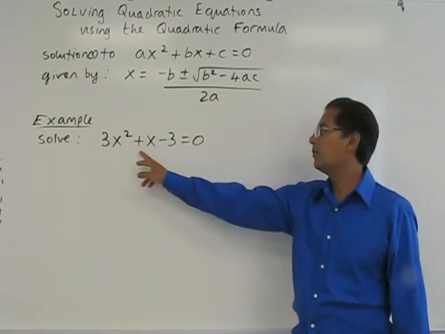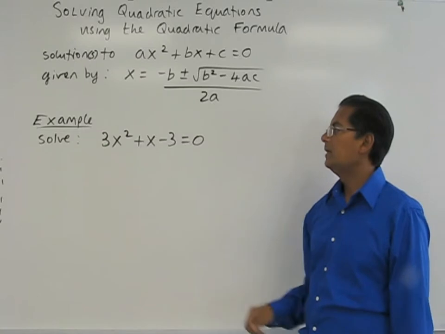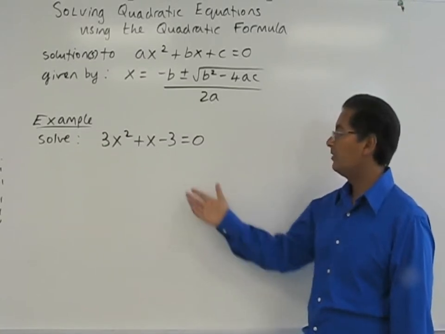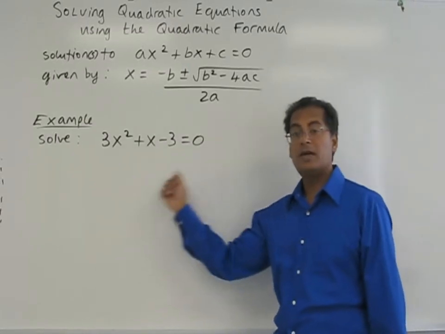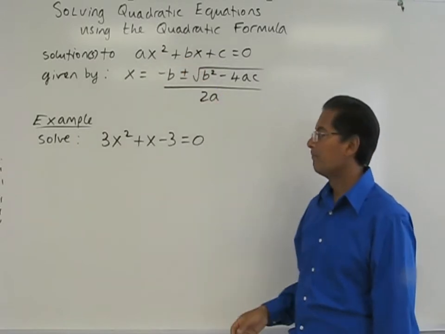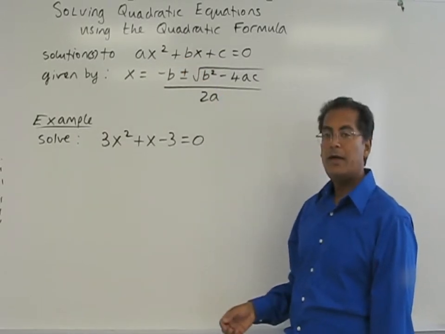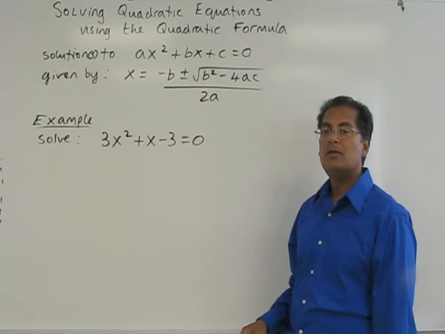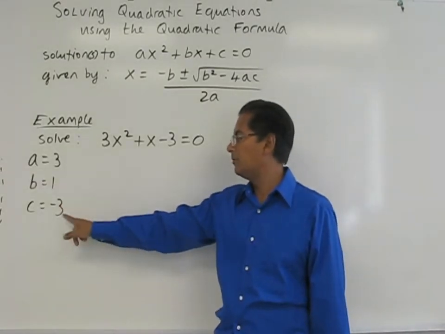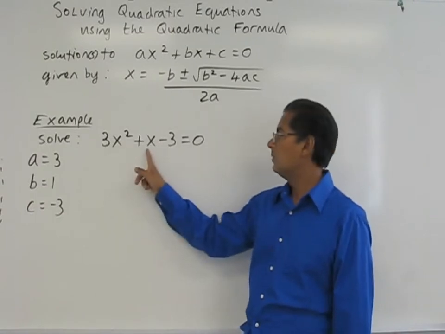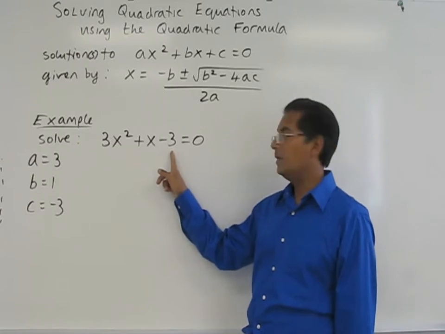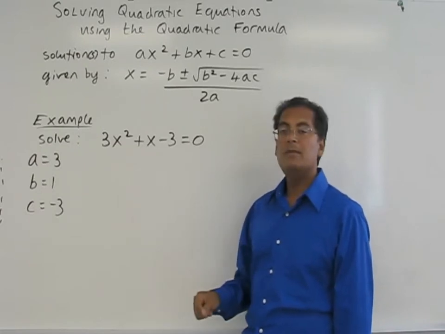We want to solve 3x squared plus x minus 3 equals 0. So the first step you want to do, make sure it's in standard form with everything to one side and 0 on the other side, just like up here, the standard form. The second thing is you want to identify your a, b, and c. So what are a, b, and c? Well, a is 3, b is 1, and c is negative 3. The coefficient on x is the b, and the constant is going to be c, which is negative 3. So that's my a, b, and c.